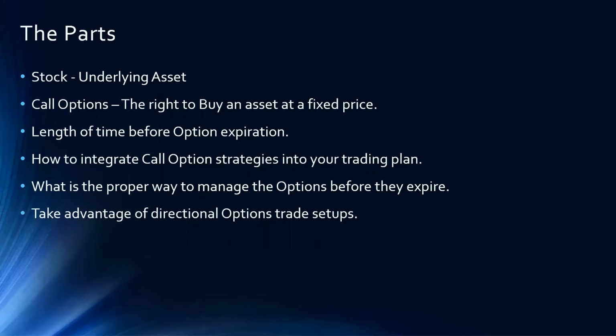Okay, so let's get into the meat and potatoes, the parts. We're going to talk about a few stocks today. The stocks are the underlying asset that a person can invest or trade in. We're also going to talk about call options. Now, the difference between a stock and a call option is that a stock is an asset. A call option gives you the right to buy an asset at a fixed price. The fixed price is called the strike price. We'll be talking about that once we get into our examples. Okay, so the length of time before option expiration, we're going to get into that a little bit as well.